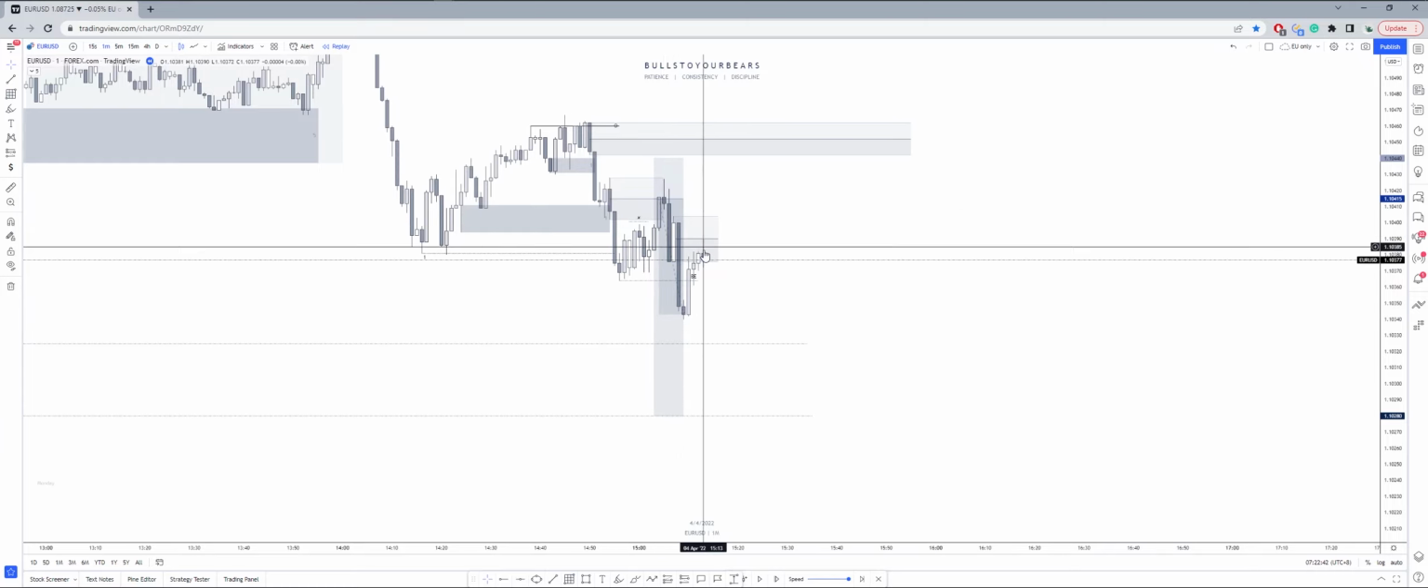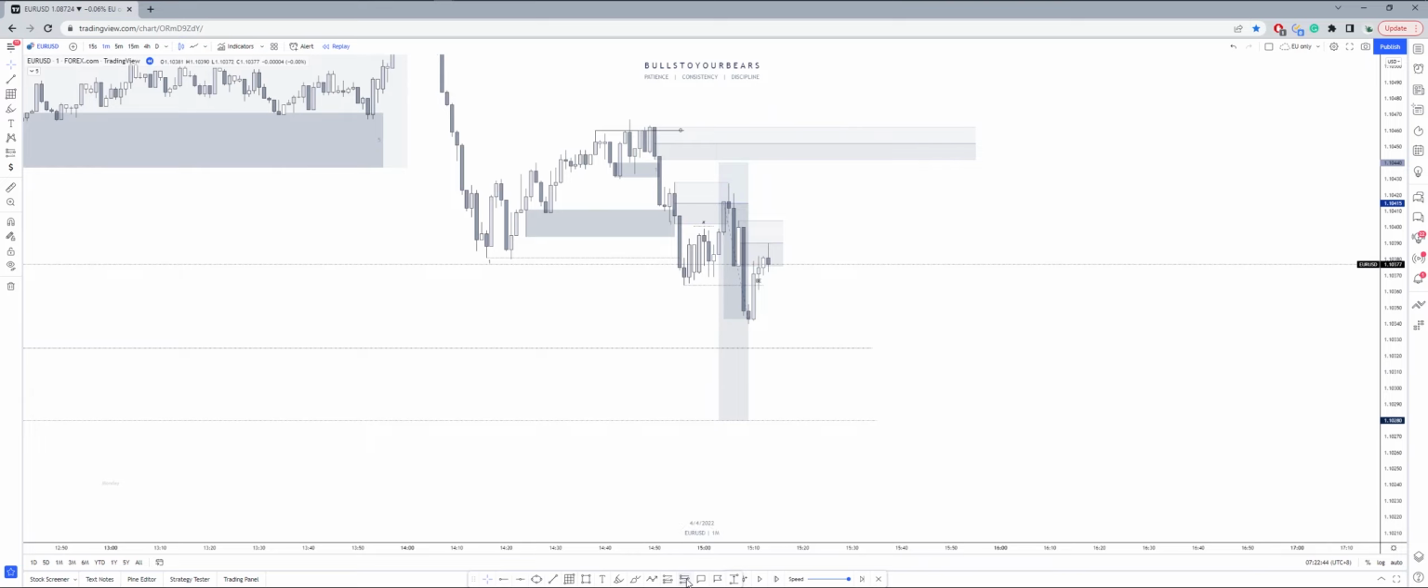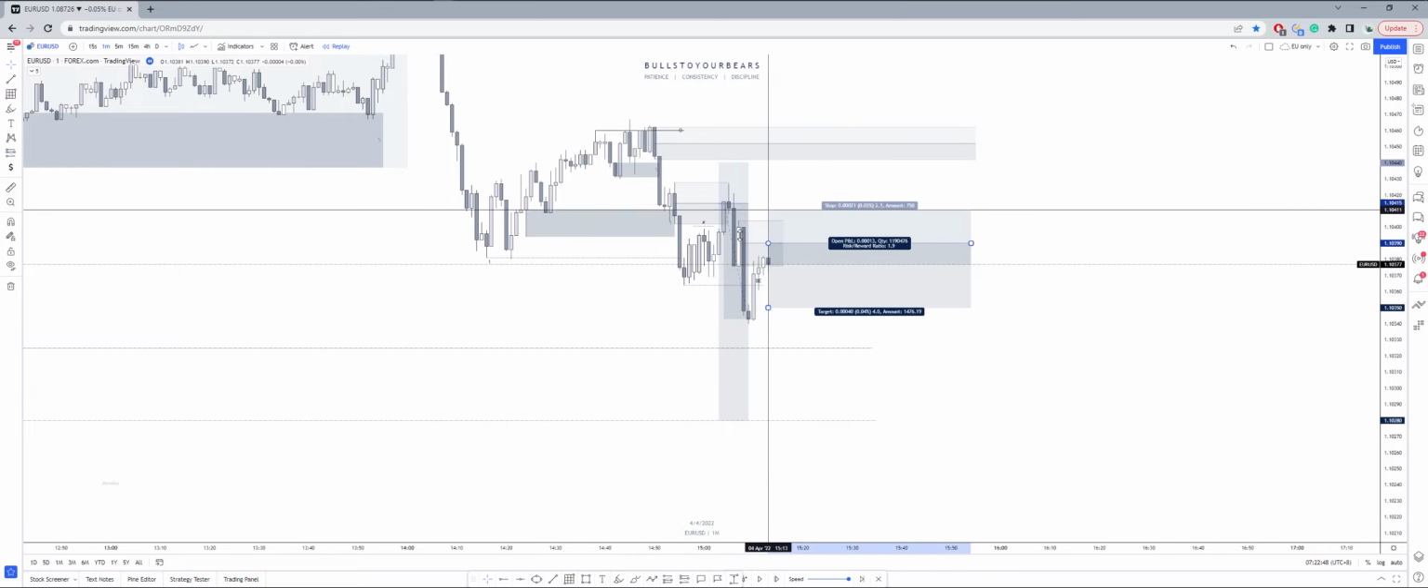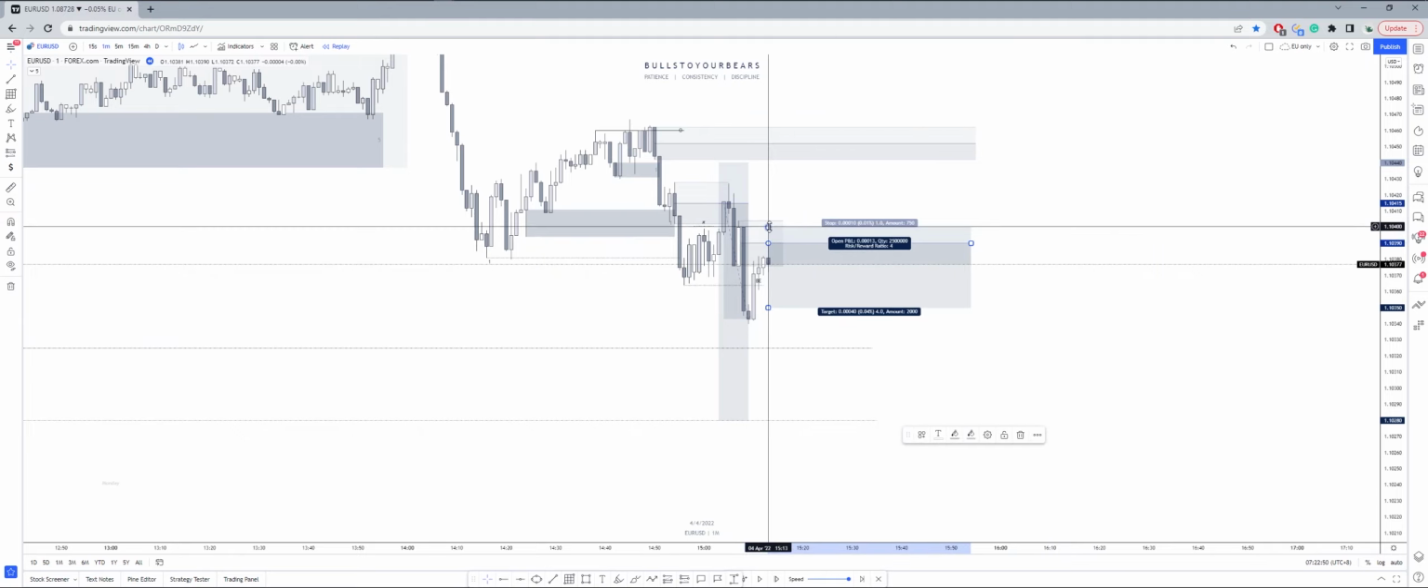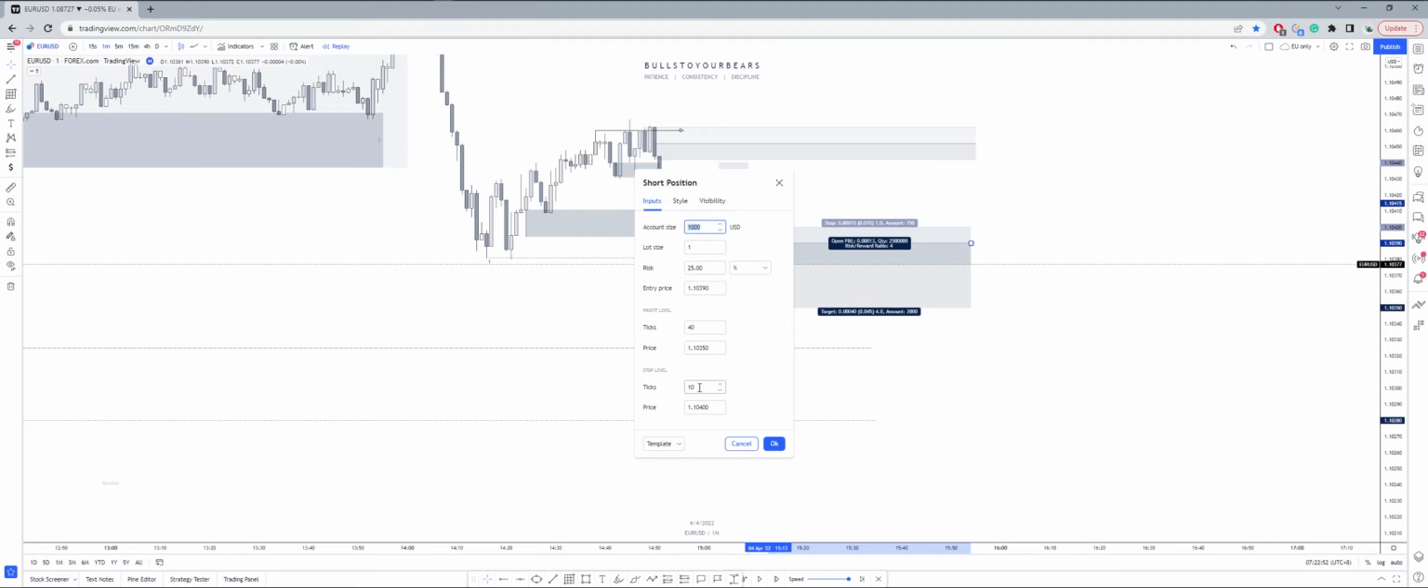You can look to enter around here if you want to look to scale in. Okay, just for this video, I'm gonna place a trade over here. Stop loss at least 2.5 pip.